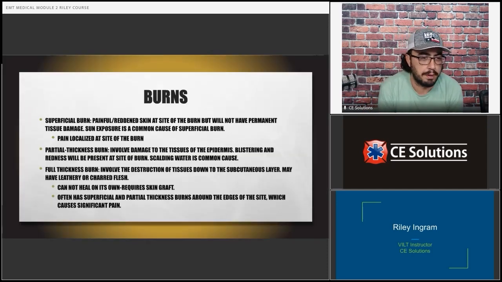All right, so burns. A superficial burn is going to be painful, reddened skin at the site of the burn. It will not have permanent tissue damage. Sun exposure is a common cause of superficial burns. So your sunburn, right? Whenever your mom told you to put sunscreen on. And then everything hurts in the shower later that day because it feels like hot lava. Pain is localized at the site of the burn.